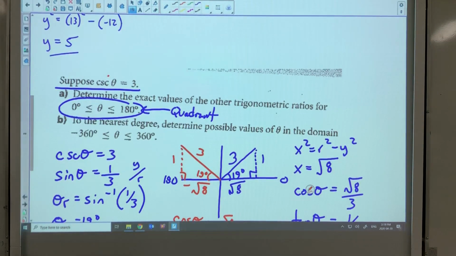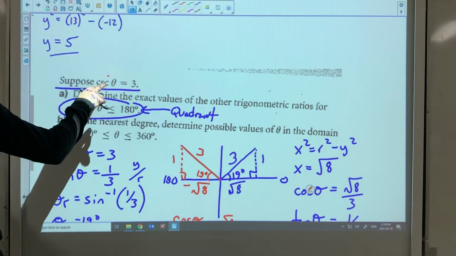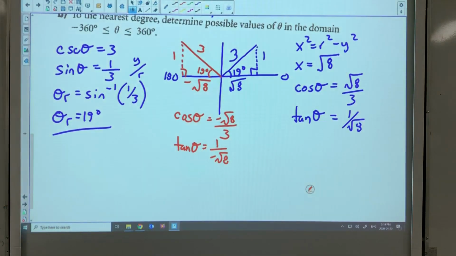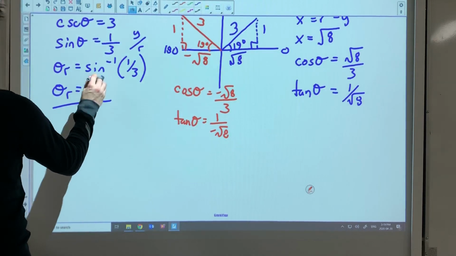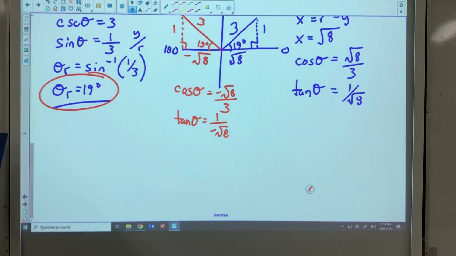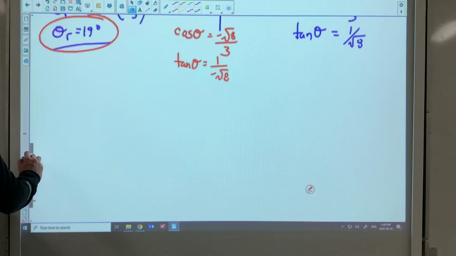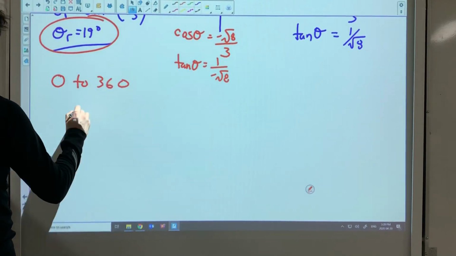In part B, they're saying to the nearest degree, determine possible values of theta in the domain from negative 360 to 360. So if cosecant theta is 3, what are some of the degrees that can get us to these triangles? What we're asking for is basically, what are all the ways we can have a reference angle of 19 degrees from negative 360 to 360? So when they give us a question like this, break it down from 0 to 360, okay?